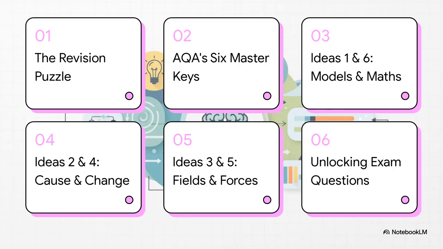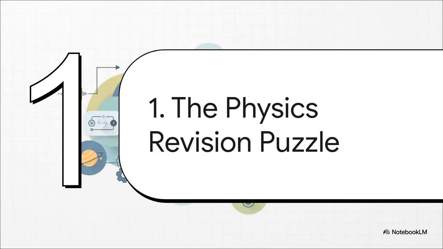Well, here's the game plan. We'll start by looking at this revision puzzle. Then I'm going to let you in on a secret, AQA's 6 master keys, hidden right in the specification. We'll group them into 3 really powerful pairs: models and maths, cause and change, and fields and forces. And the best part? We'll finish up by showing you exactly how to use these keys to unlock those higher marks in your exams. Okay, so let's start with that puzzle.